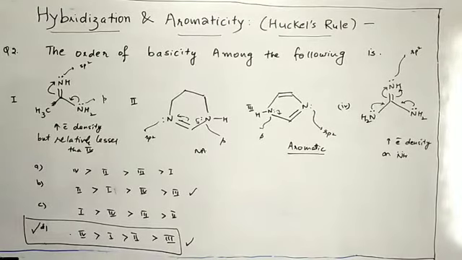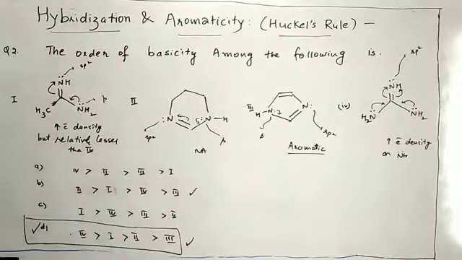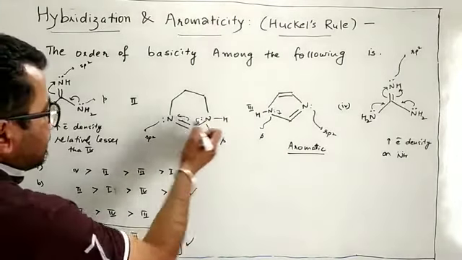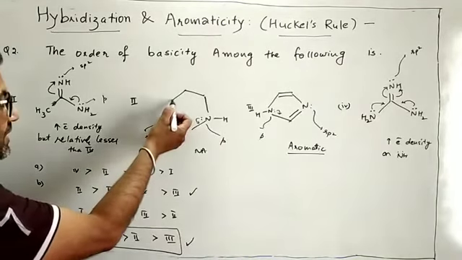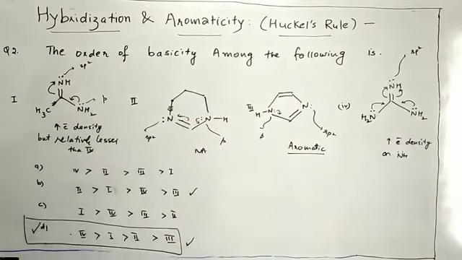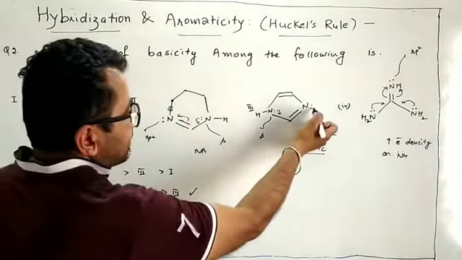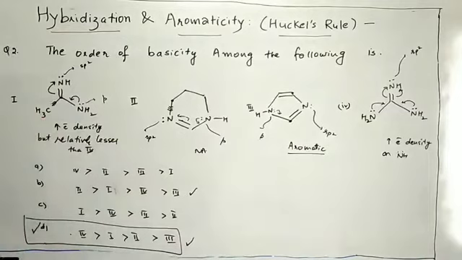Then come to 1 and 2. After the 4th compound, we have option number 1 and then we have 2. Why 2? Because 3 is aromatic in nature. In the case of 2, this electron pair is responsible for basic nature and this carbon is sp3 hybridized. This carbon also gives electrons through the inductive effect. But here, this pair is responsible, this carbon and this carbon are both sp2 hybridized, and sp2 hybridized carbon is more electron withdrawing than sp3.